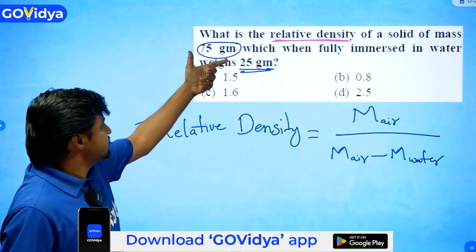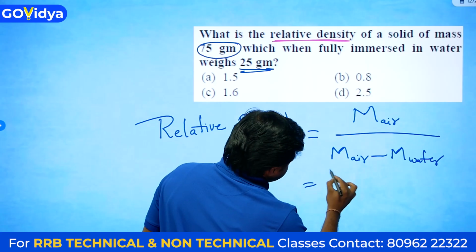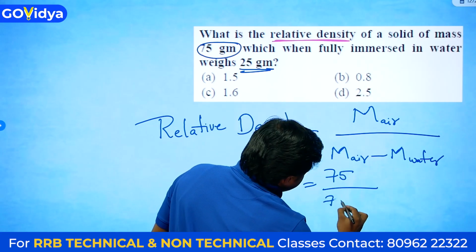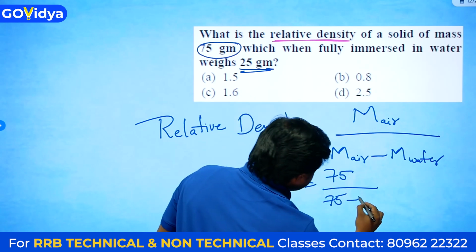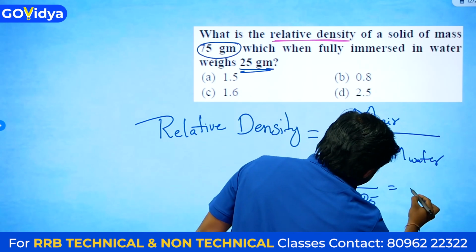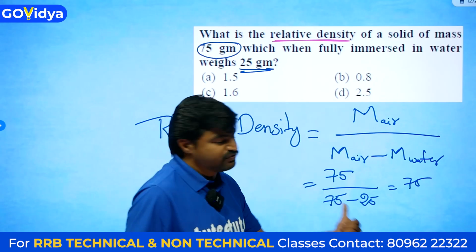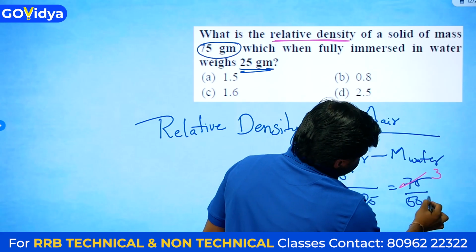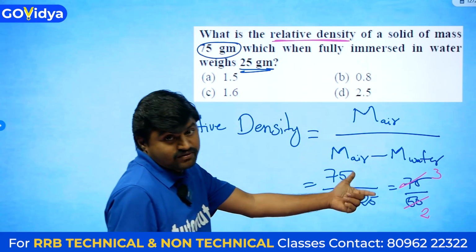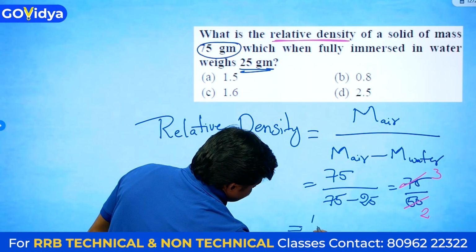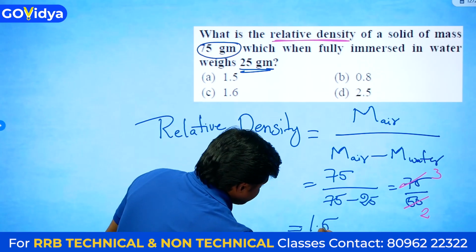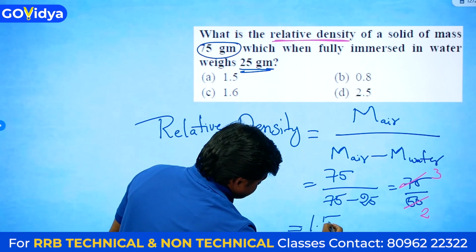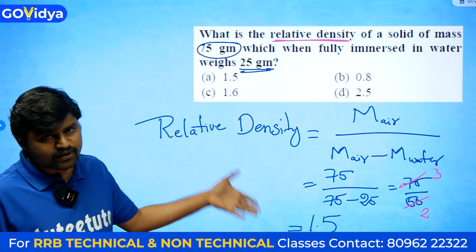Mass of substance in air is 75 grams. 75 grams by 75 minus how much they gave, 25. 75 by 75 minus 25, that is 50, okay. 25 3s are 75, 25 2s are 50, 3 by 2 means 1.5. Relative density is 1.5, okay.